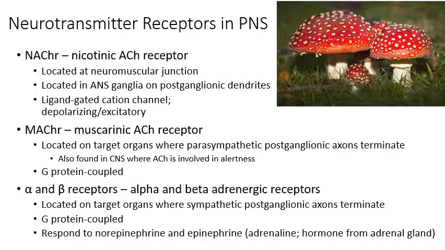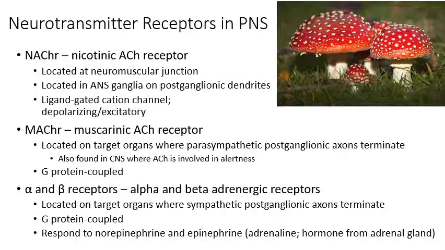That adrenaline is going to travel all through your body, in your blood, and it's going to bind all these alpha and beta receptors that you find on target organs for the sympathetic nervous system, and it's basically just going to promote the effects of the sympathetic nervous system.